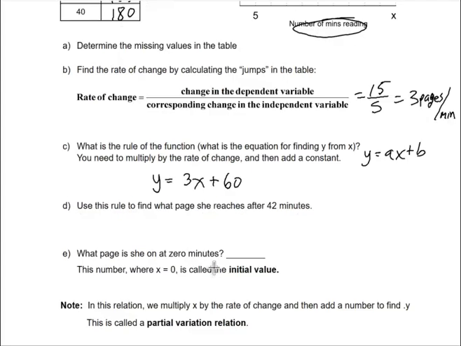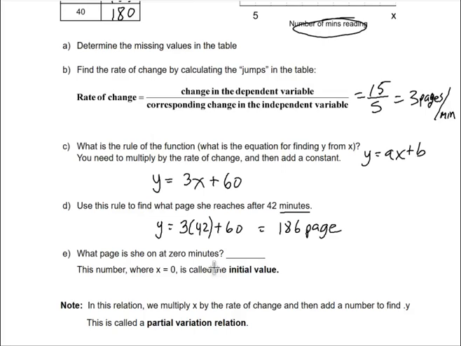It says use this rule to find what page she reaches after 42 minutes. Just like before, you plug in 42 for the x, right? Because that's how we read. Minutes is on the x-axis. And we're going to add 60 to that. So same deal, take out the calculator. 3 times 42 plus 60. Now you don't have to worry about the order of operations. The calculator will take care of that for you. So not dollars, it's going to be 186 pages, or at least she's going to be on page 186.